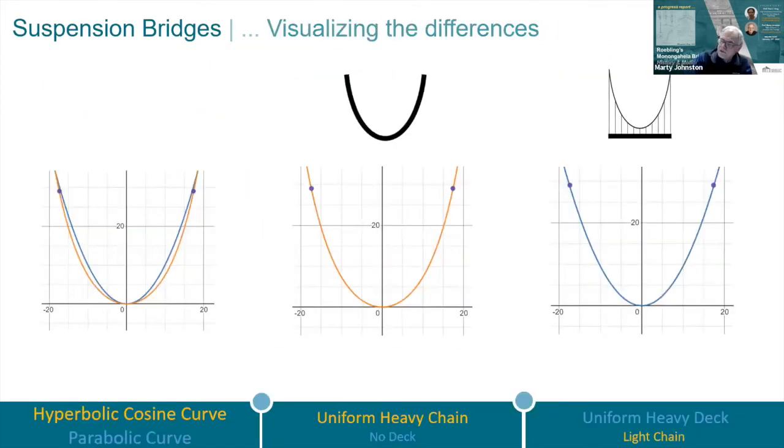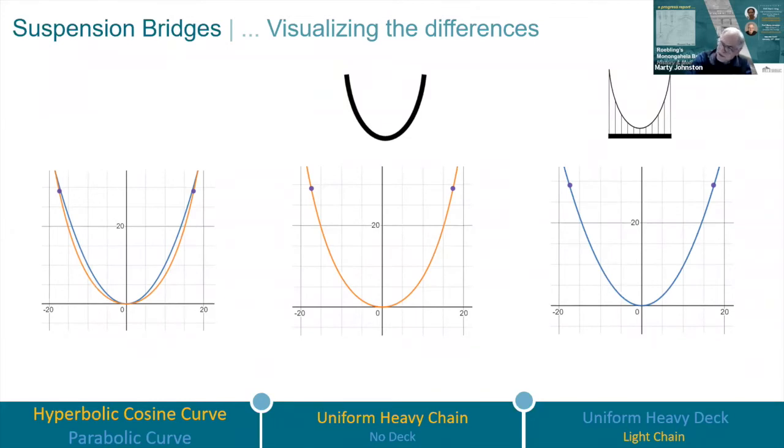So how do those look differently? On the left, you see a hyperbolic cosine curve in brown and a parabolic curve, both of those curves coming from the same tops of a pier, going through the same pieces. And you can see that they're different. The hyperbolic cosine is a little flatter than the parabola. And I see that it's hard when I put them separately to see the difference.